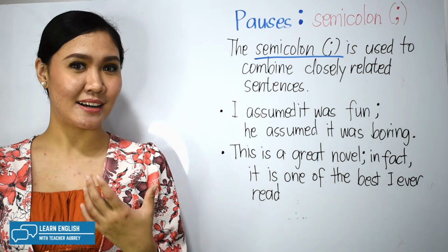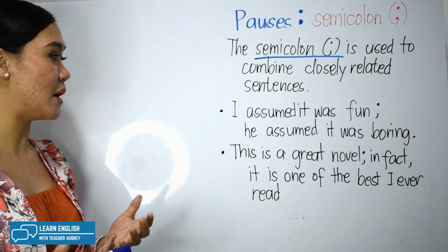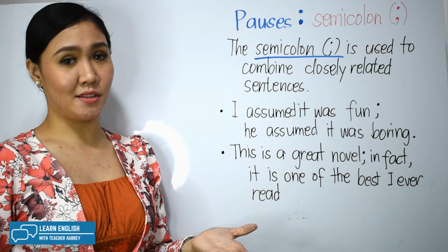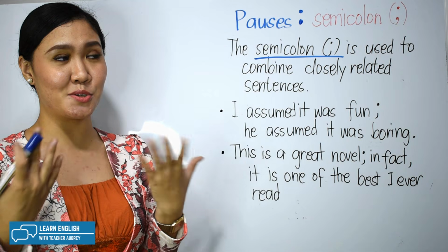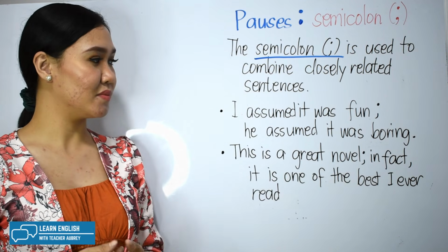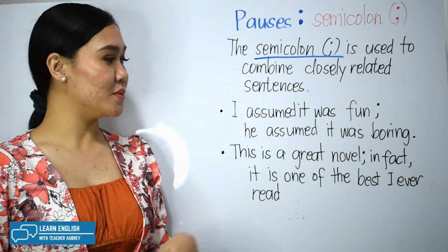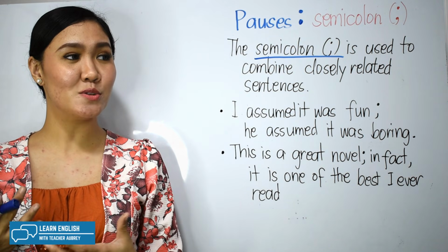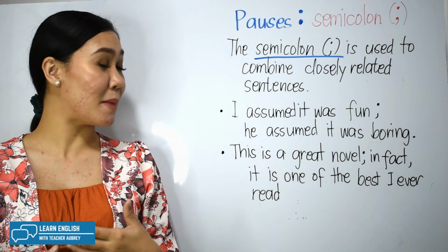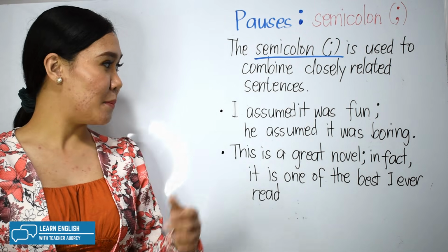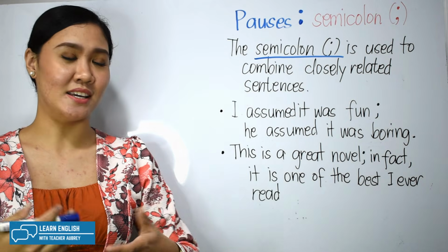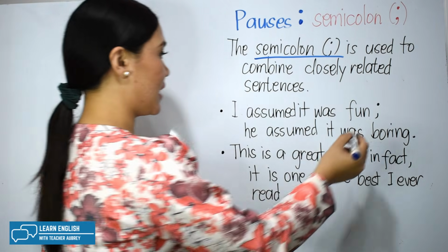Subukan nating alamin. Narito ang ibang halimbawa. Number 1. I assumed it was fun. I thought it was fun. And then, he assumed it was boring. So magkaugnay sila dahil parehong tumutukoy dun sa palagay nila na ukol dun sa bagay na pinag-uusapan nila. Para sa akin, it's fun. Para sa kanya, boring. Magkaugnay. Pinaghiwalay sila gamit ang semicolon.